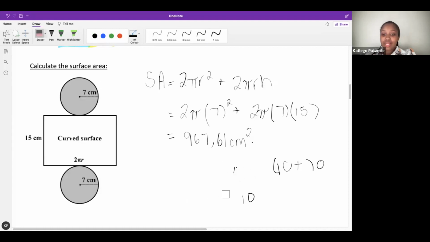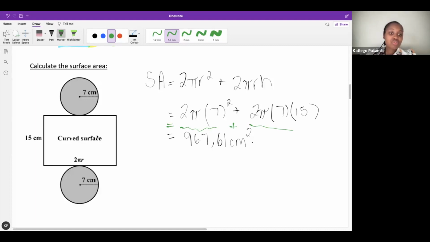If you want to do it like that, I want you to write my full formula like I have right here, and then write the substitution, and then before you write your answer here, you can write for me what 2 pi times 7 squared is. So you write the answer over here, and then you say plus, and you multiply 2 times pi times 7 times 15. Then you write your answer there, then you write your final answer. But I need you to avoid splitting them up, okay?